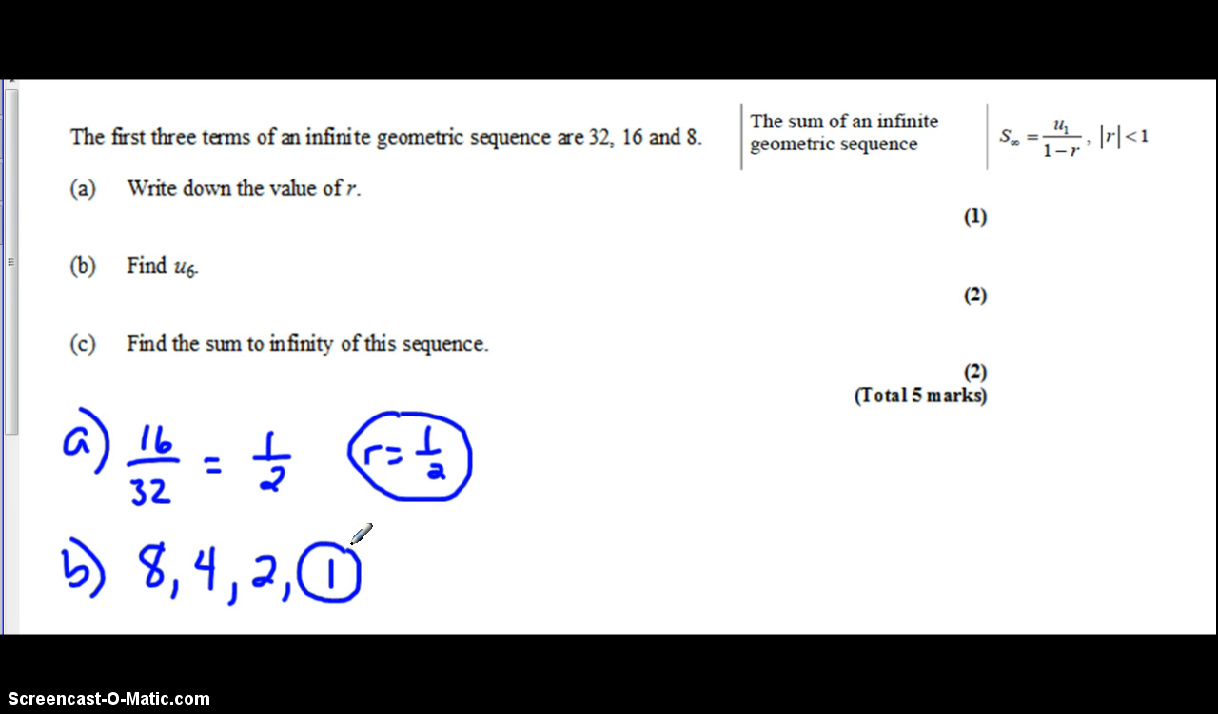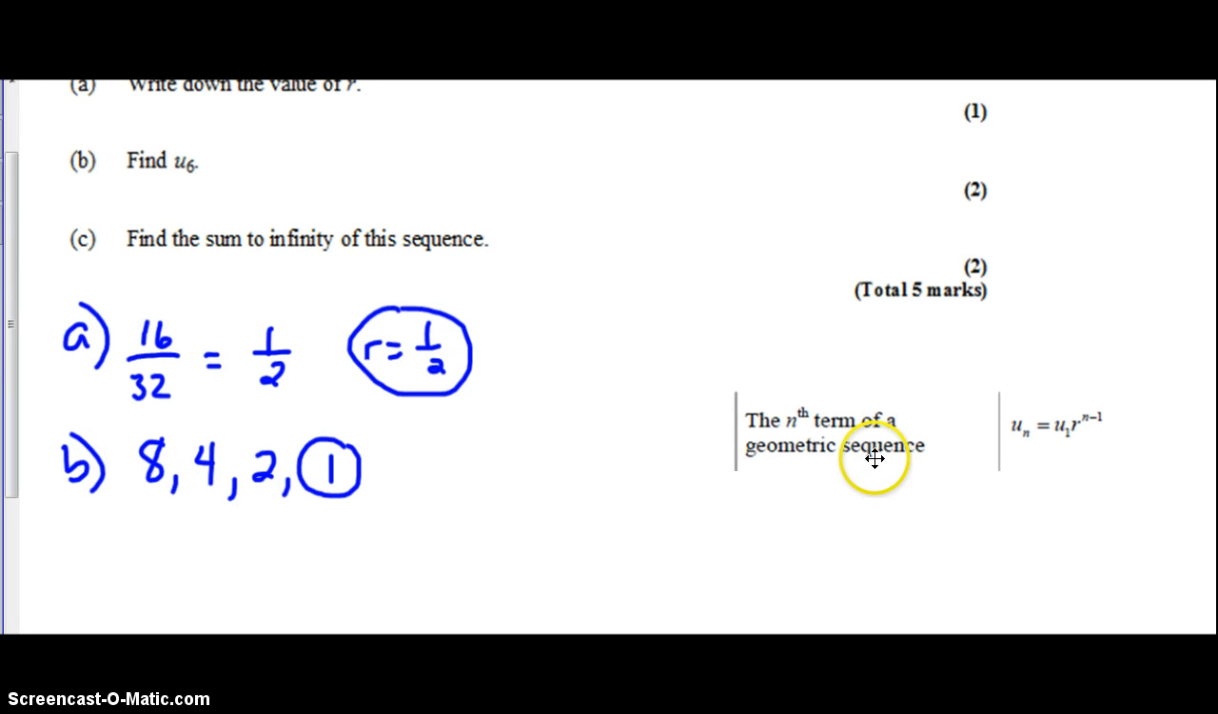If they ask us for the 15th term, that would not be the fastest. So if it was a higher term, we might want to use this formula. So let's just make sure we know how to use this formula. We should get the same answer either way. To find the 6th term, the first term in our sequence would be 32. We know our r is 1/2, and we're finding the 6th term, so it would be 6 minus 1. So that equals 32 times 1/2 to the 5th power.